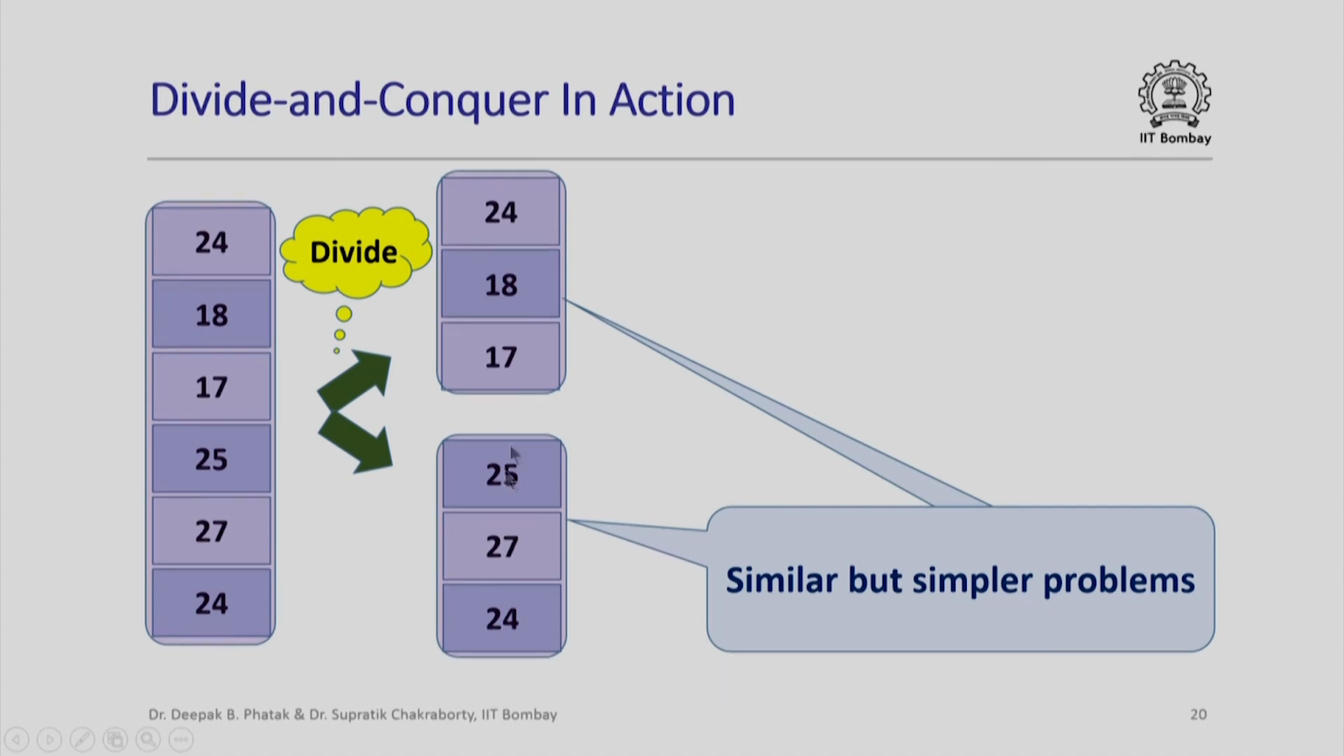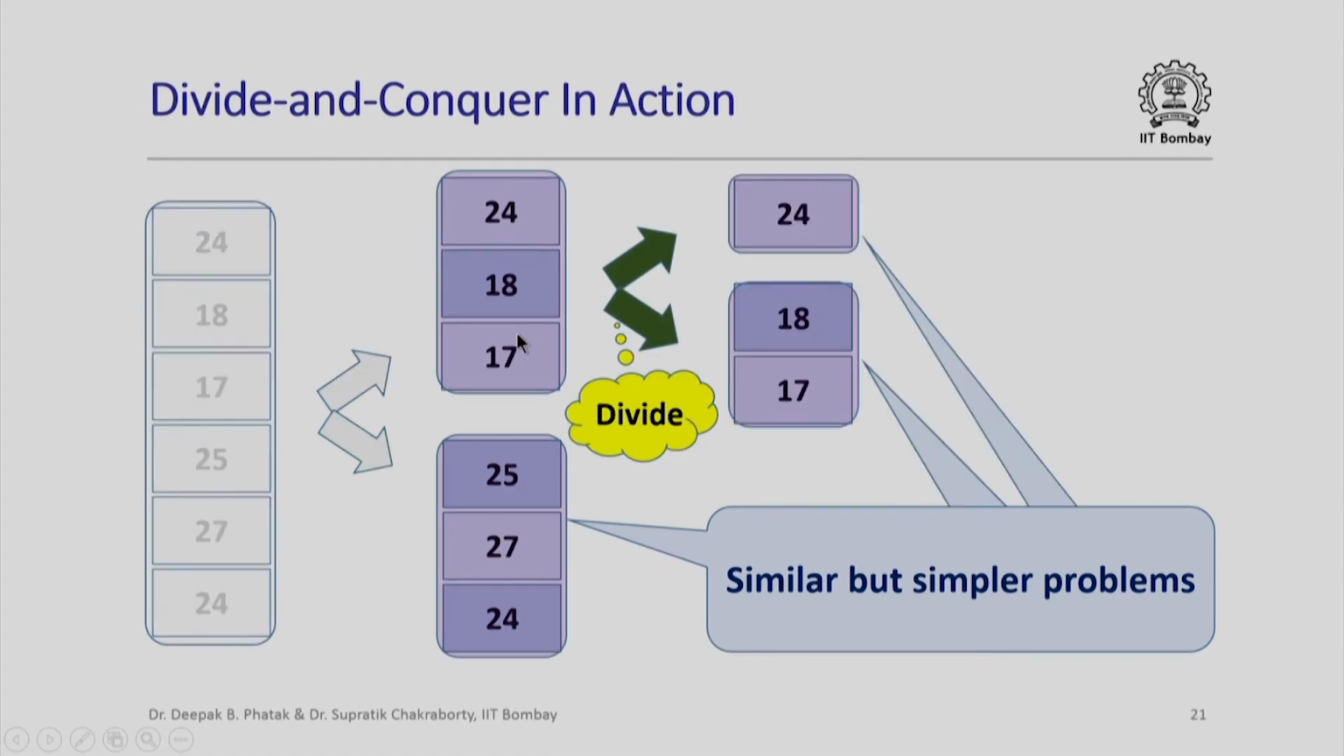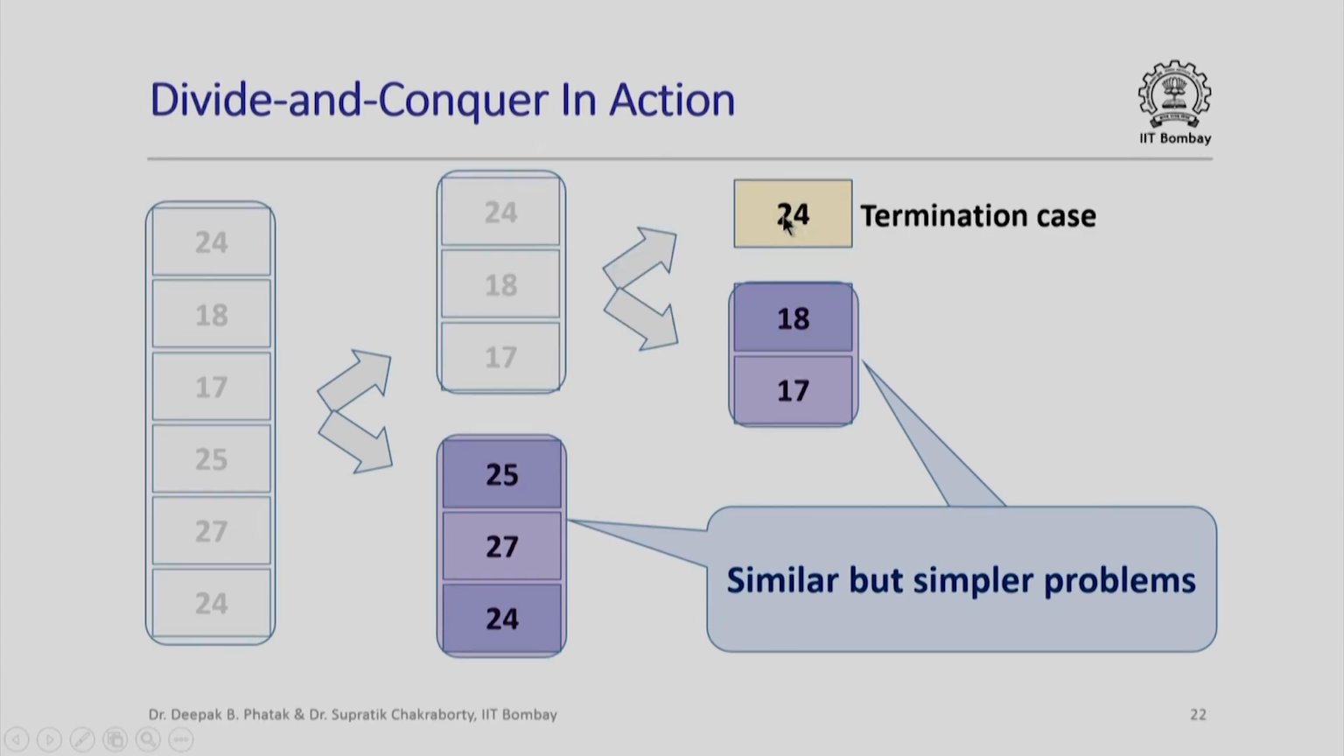To solve each of these subproblems, I again divide it into two parts. Note that there are three elements, so these two parts will not be of the same size. One of them has one element, the other has two elements. And now if I look at this subproblem, it has only one element, so I have hit the termination case, the array is already sorted.